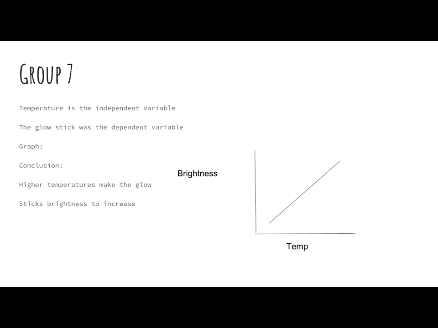Okay, so for the graph, we had 2 glow sticks, right? And we had 1 beaker of room temperature water, and 1 beaker of water that was an ice bath. So basically, we stuck in the 2 glow sticks after we cracked them, and we found out that the colder the temperature, the dimmer the light is for the glow stick. And as the temperature went to room temperature, the brightness of the glow stick got brighter.